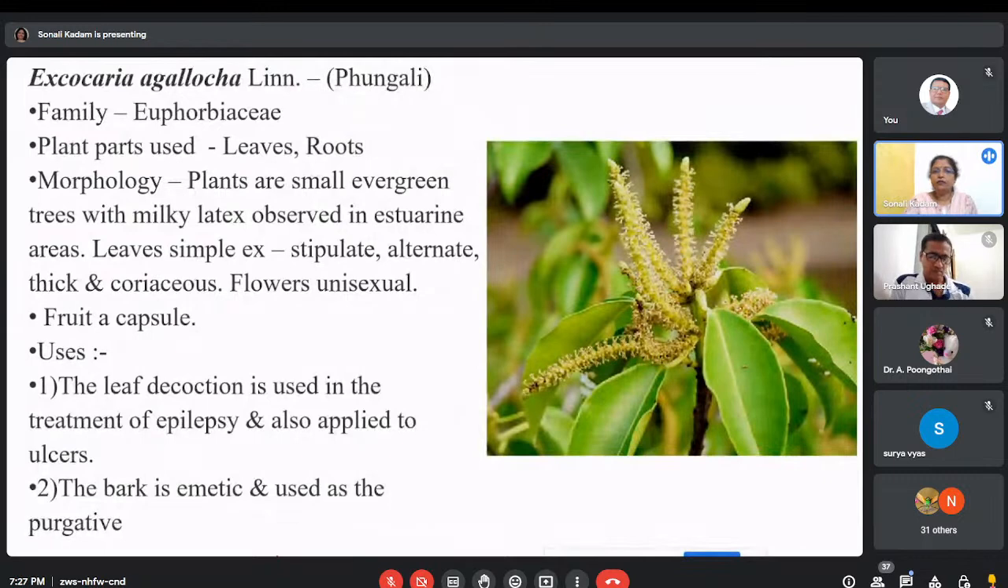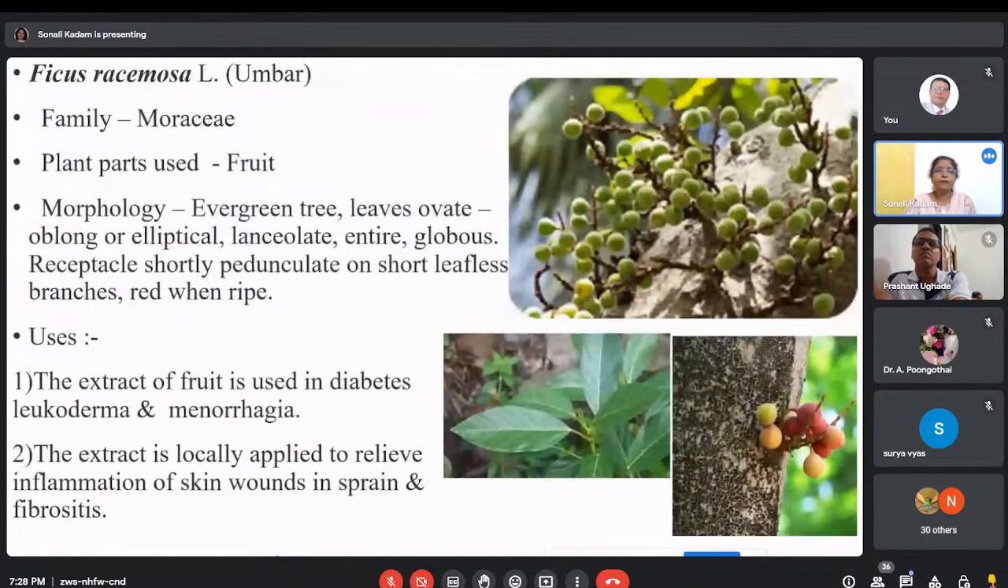Okay, then why I have taken this is it is pungli. We call it pungli. You must not be knowing this Exocaria agallocha. It is fat. Okay, the leaf decoction is used on epilepsy and applied on ulcers, and the bark is purgative in nature. Okay, it is a much attractive plant.